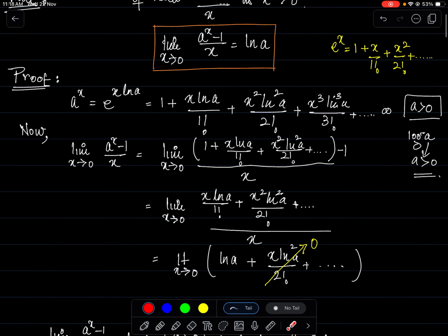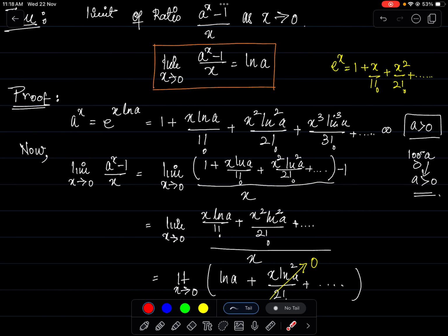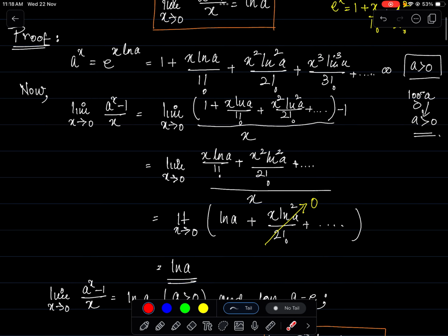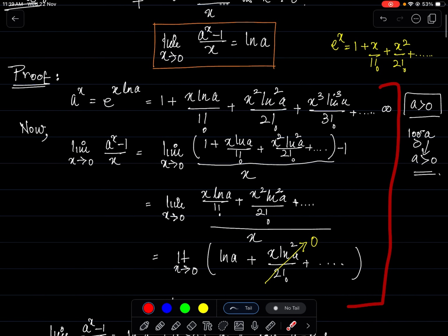One more thing I would like you to observe here is, when you apply the limit, you will get a to the power 0 minus 1 by 0, which is actually a 0 by 0 form, which comes under indeterminate form. We know it can be solved further, and this is the method that we are using to get the answer. So we have made this into a theorem.